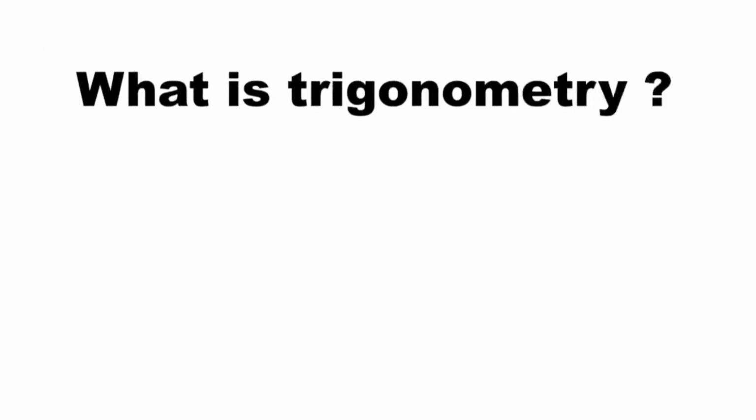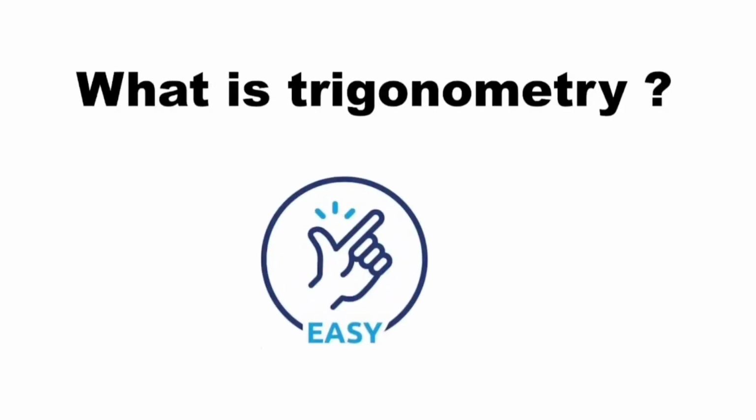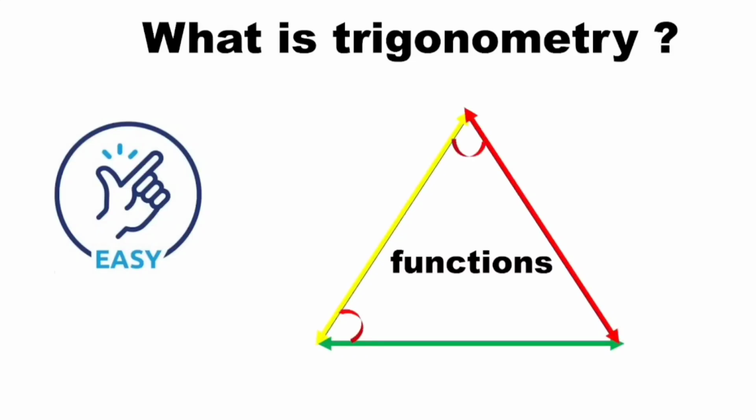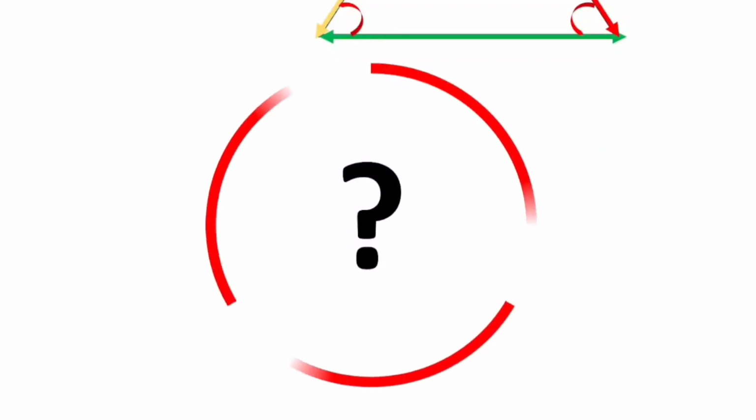If I ask you what is trigonometry, you will promptly answer, it's very easy. Trigonometry gives us some functions. Using those functions, we can measure any angle of a triangle by its three sides. Yes, you are correct. But if I ask you, how does trigonometry generate these functions, then you may be a little confused. In this video, I am going to clear all your confusion about trigonometry.